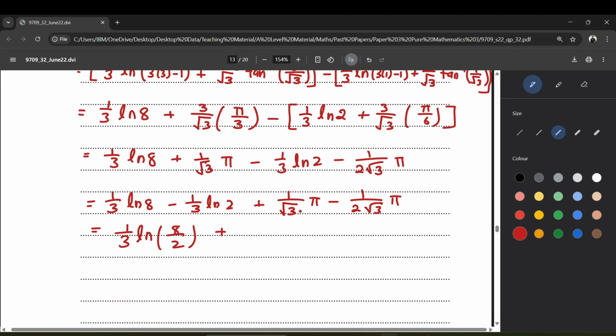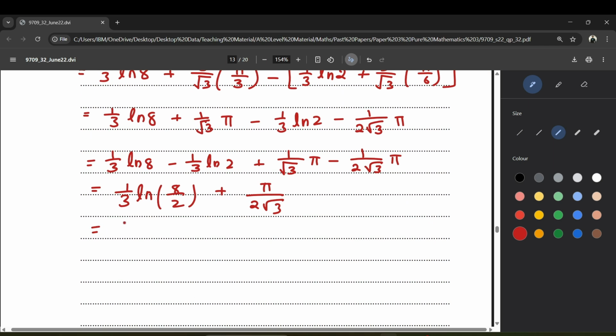Then this becomes 1 over root 3 minus 1 over 2 root 3. That will give us pi upon 2 root 3. Okay, because this is just like saying that this is 1 and this is half of this, right? So you'll be left with another half. So this becomes 1 over 3 ln 4 plus pi over 2 root 3. Okay, so yeah, I think that's it because we can't simplify any further. Okay, now this is an acceptable answer.